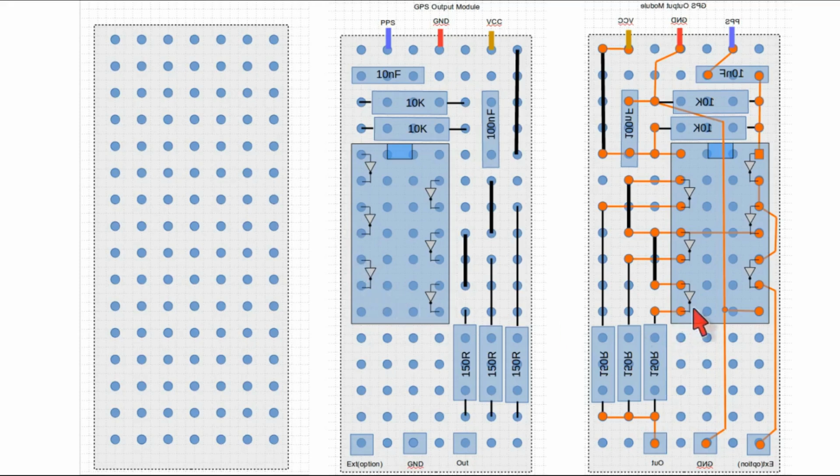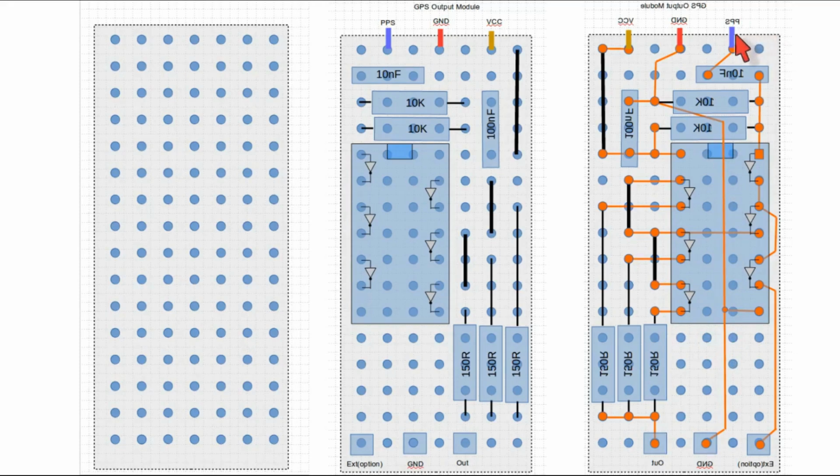The third view on the right shows the solder side as you would see it when doing the actual soldering. The orange discs represent actual solder parts and the orange lines represent wire links on the solder side. The correctness of the wiring is easy to check.